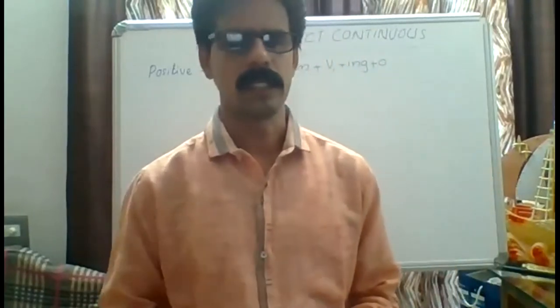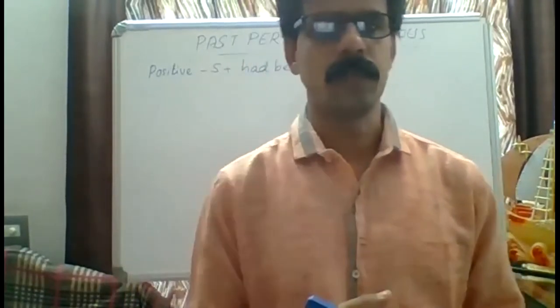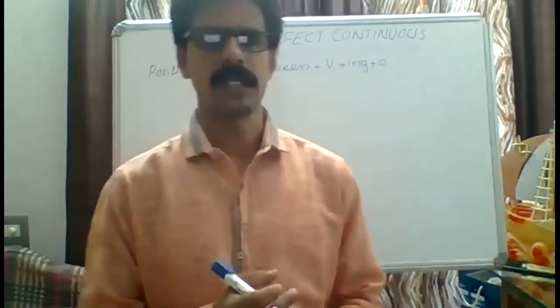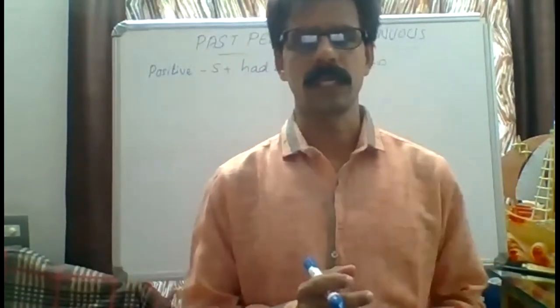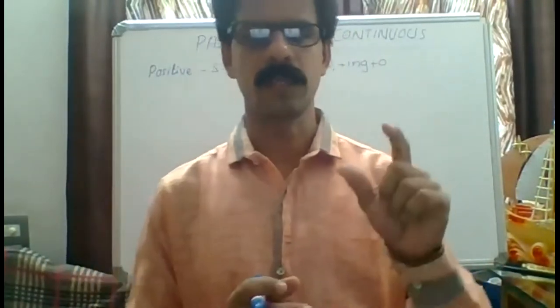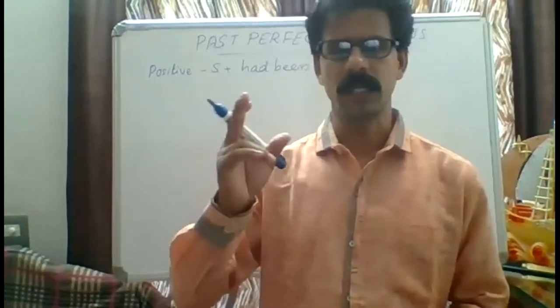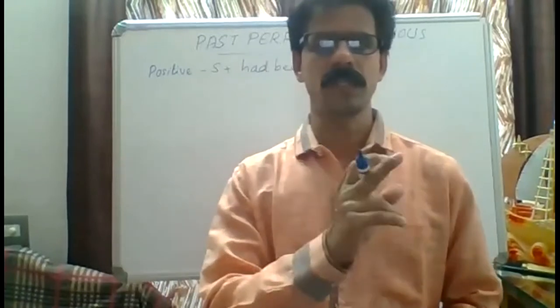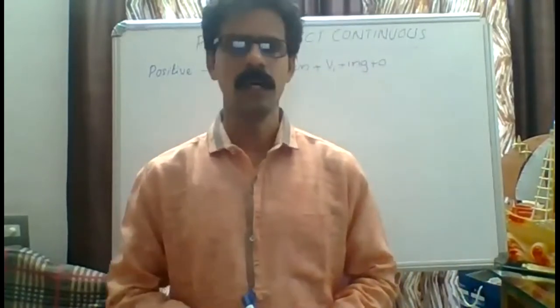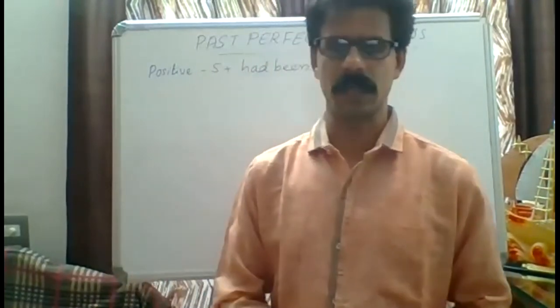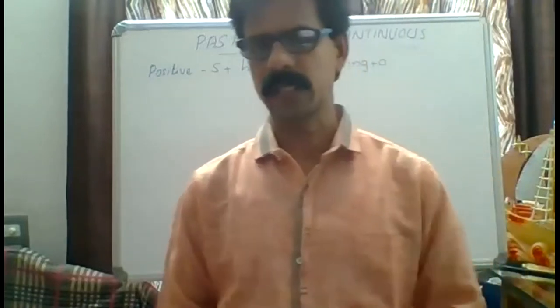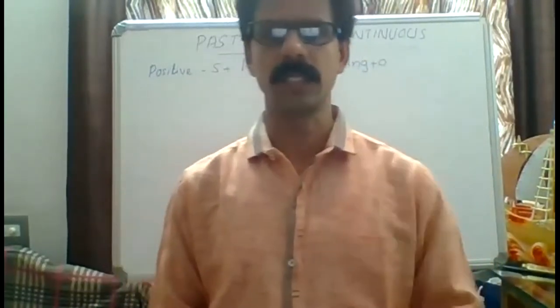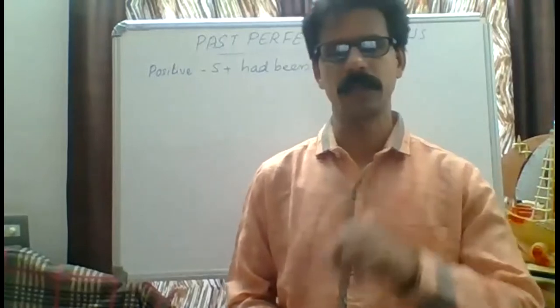Today, we are going to study past perfect continuous, present perfect continuous. How to use present perfect continuous? We know present perfect continuous structure is subject plus have/has been plus v1 plus ing. If you know present perfect continuous structure, it is very convenient for you to learn past perfect continuous.